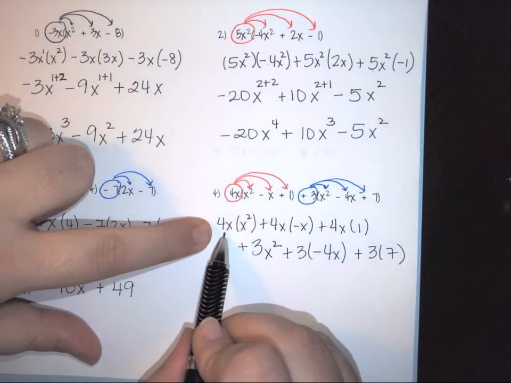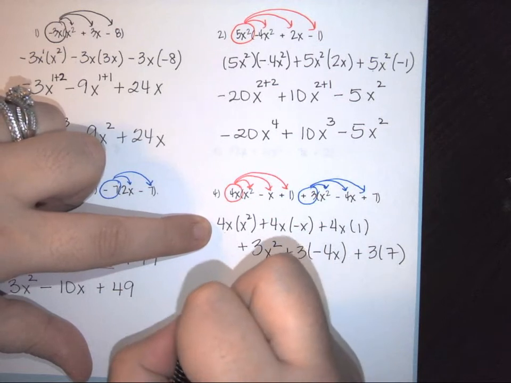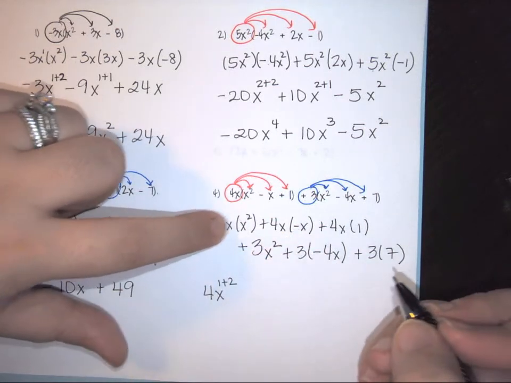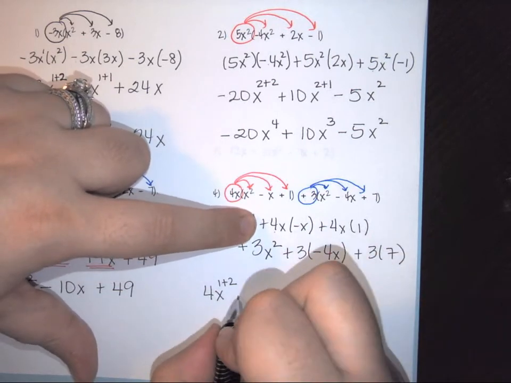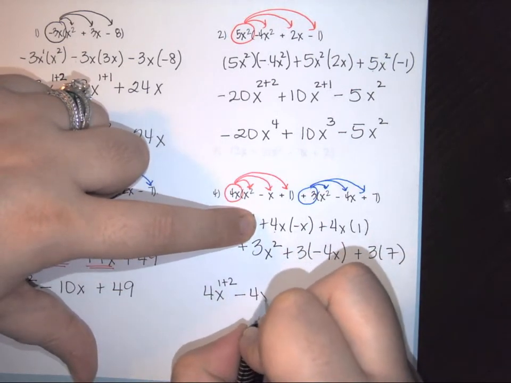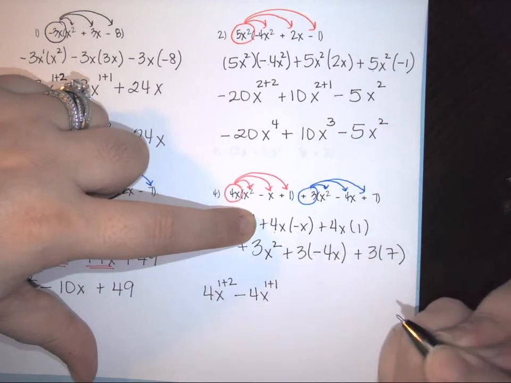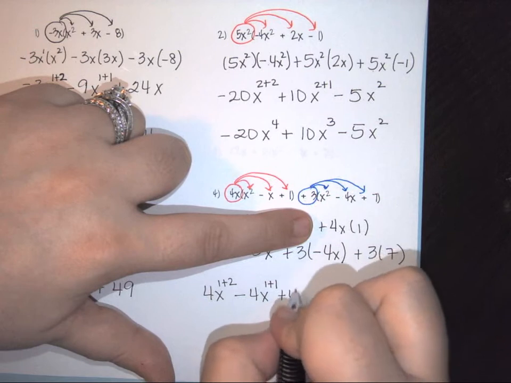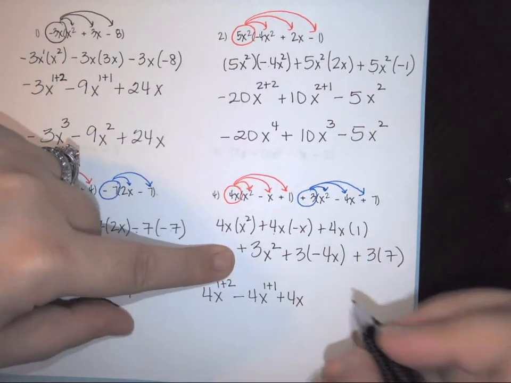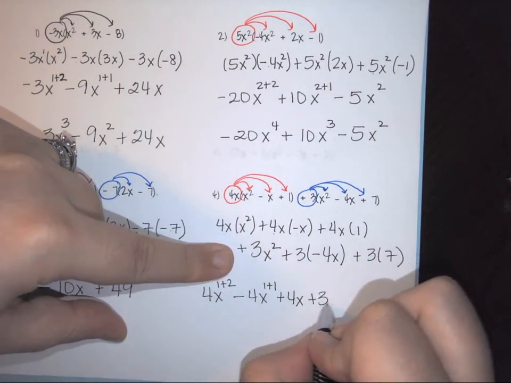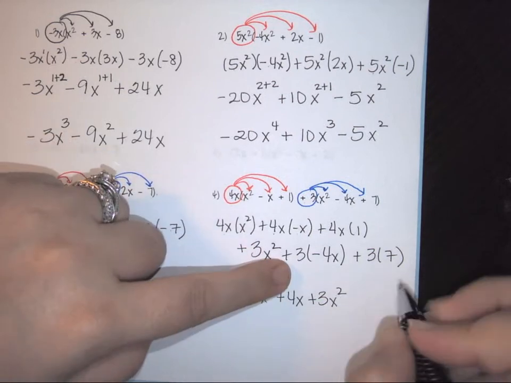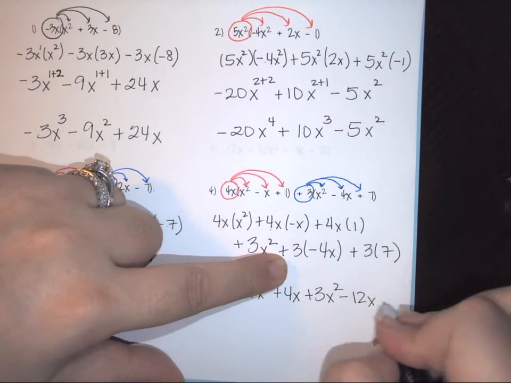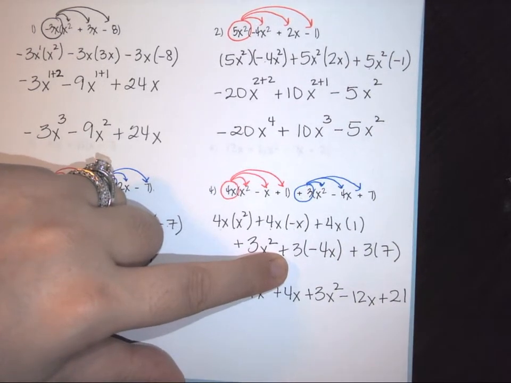This first term is 4x times x squared. So this is going to be 4x to the 1 plus 2. I then have 4x and negative x, so this becomes a negative 4x to the 1 plus 1. 4x times 1 is going to give me a positive 4x, and keep going. Here I have a plus 3x squared. My next term is a negative 12x, and I follow it up with a positive 21.